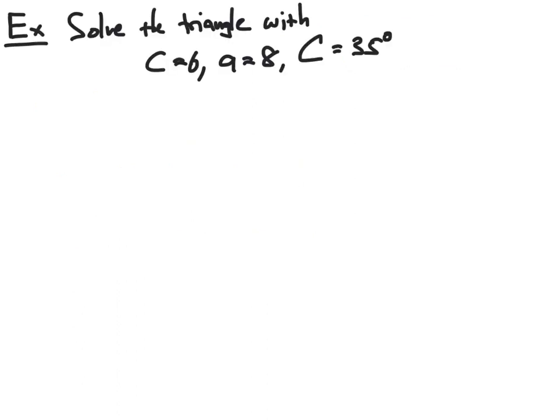In this example, we want to solve the triangle where C is equal to 6, A is equal to 8, and angle C is equal to 35 degrees. Again, we're going to apply the law of sines because we know the angle C and side length C. And so we can use that the sine of 35 degrees, angle C, divided by the side length of C is going to equal the sine of angle A divided by the side length A, which is 8.